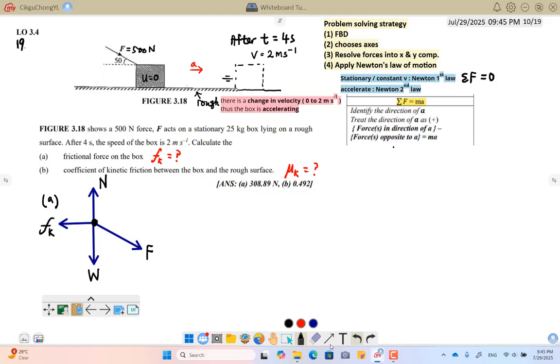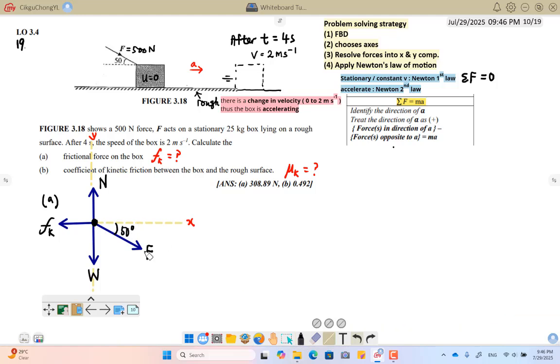Second step, I'm going to choose the axis. So I treat this one as my x-axis. And here will be my y-axis. After I choose the axis, I can see obviously my normal lies along the y-axis and the weight lies along the y-axis as well. The friction Fk lies along the x-axis, pointing leftward, but the external force F, 500 newtons, is acting at a particular angle, 50 degrees from horizontal.